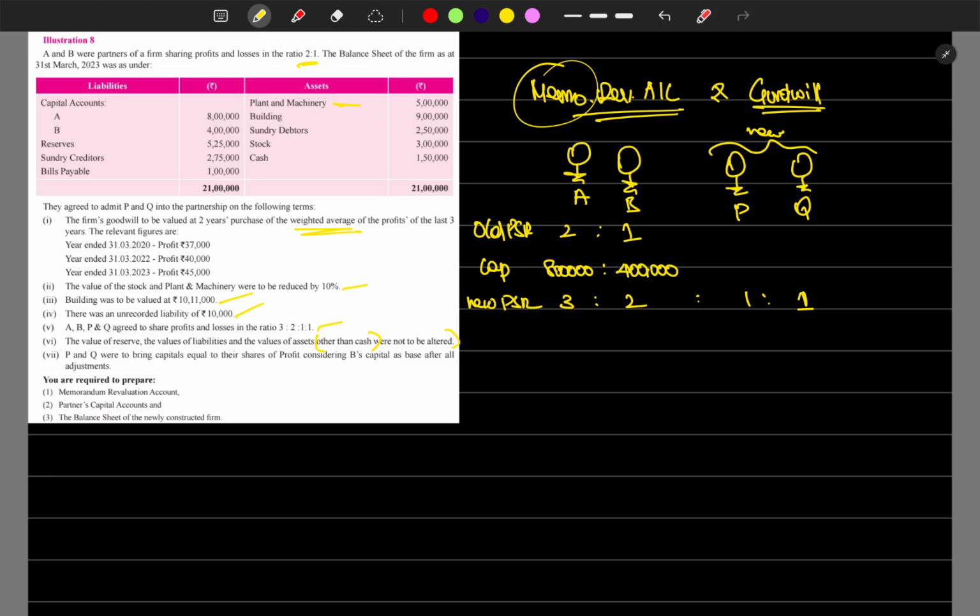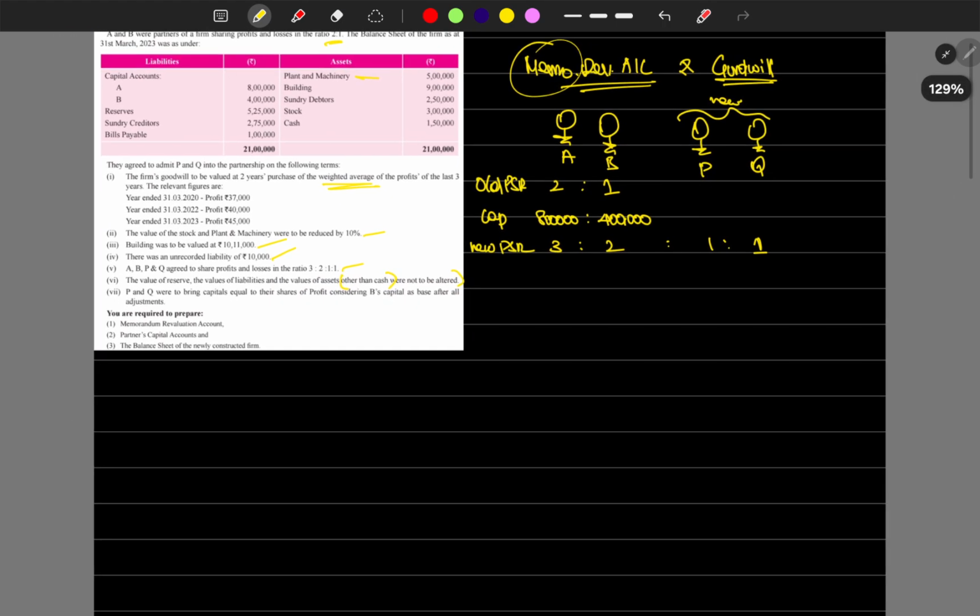Then what else is given? P and Q were to bring capital equal to the share of profit, considering B's capital as base, after all adjustments. So we have to take the 4 lakh as the base, and 2 by 7 is the share for 4 lakh. Then what for 1? That we have to find out, and we are going to find out P and Q's capital, right? That's what they have given here. So let's quickly solve the problem.